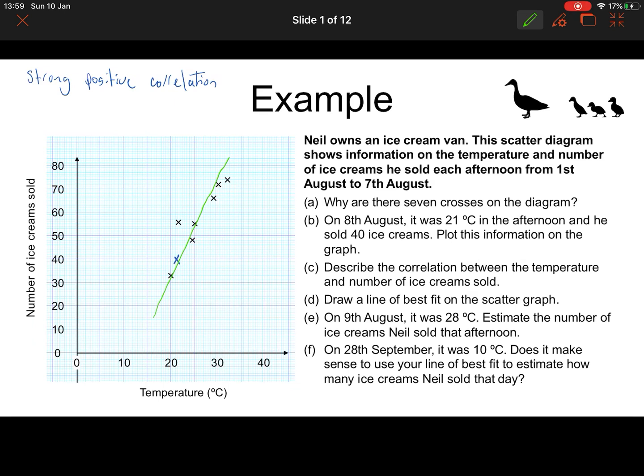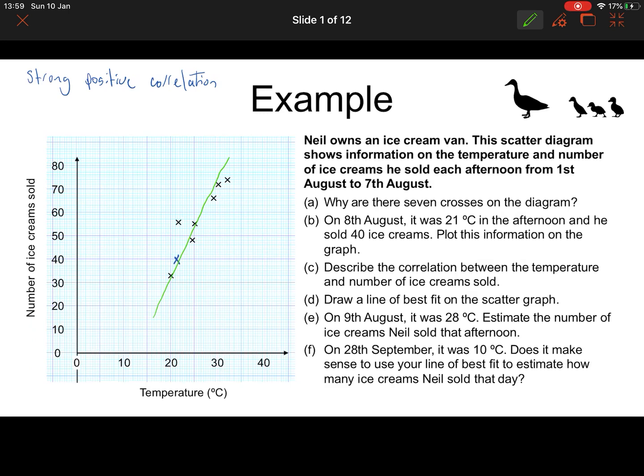Okay. However, there is a way of using a calculator to find out exactly what the best line of best fit is. Now I'm going to show you that in a separate video. So please make sure you watch that as well.